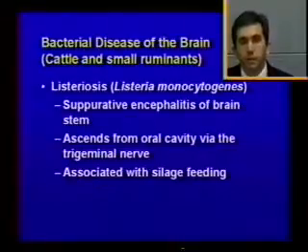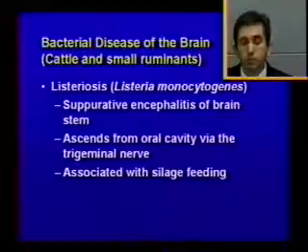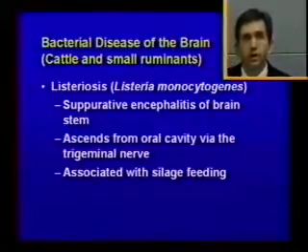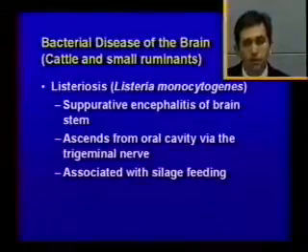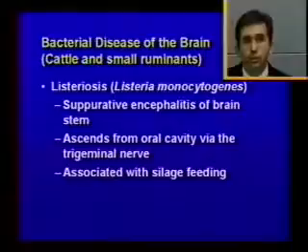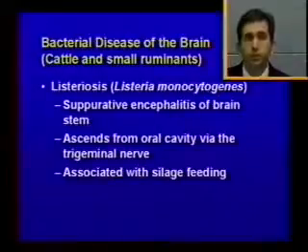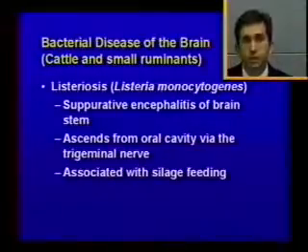I want to discuss a bacterial disease that is relatively prevalent in ruminants. We're talking about cattle and small ruminants such as sheep and goats. And this is listeriosis, caused by the agent Listeria monocytogenes. This bacterium tends to cause suppurative or neutrophilic inflammation of the brain, usually in the brain stem. And this is usually the tip-off that we're dealing with listeria infection.